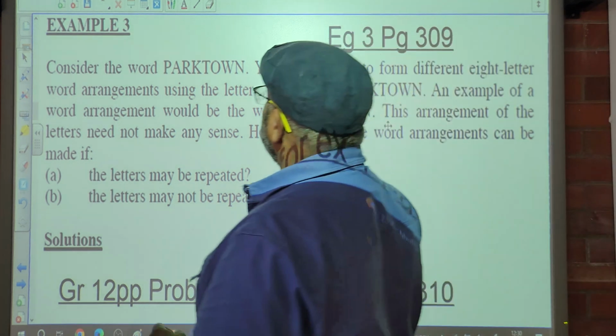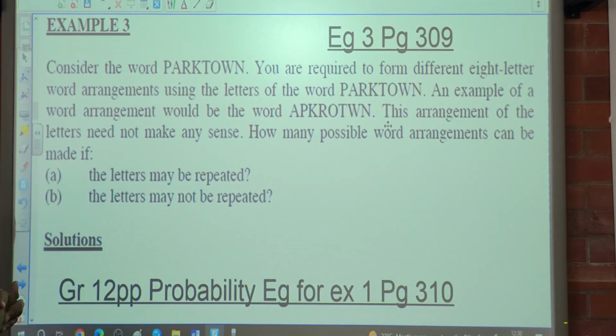Consider the word PARKTOWN. You are required to form different 8-letter word arrangements using the letters from the word PARKTOWN. An example of a word arrangement would be A, P, K, R. This arrangement of the letters need not make any sense. It doesn't need to actually make another word.